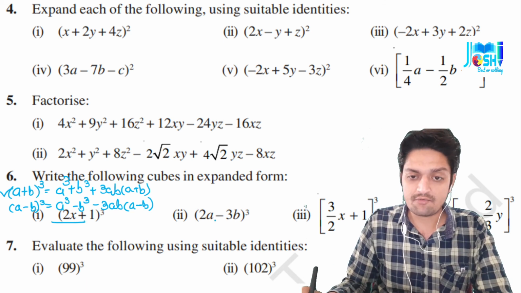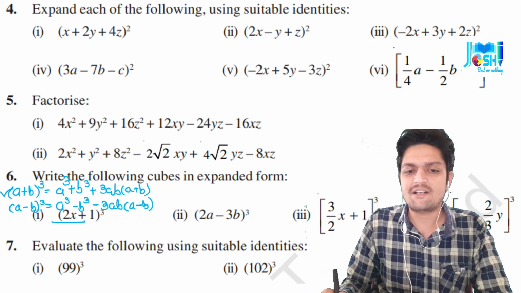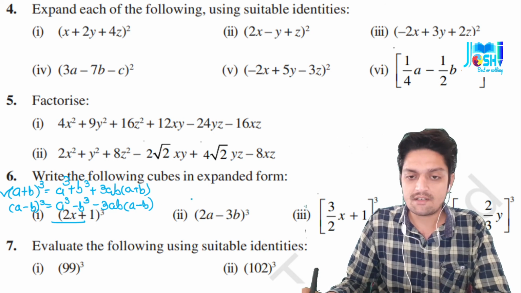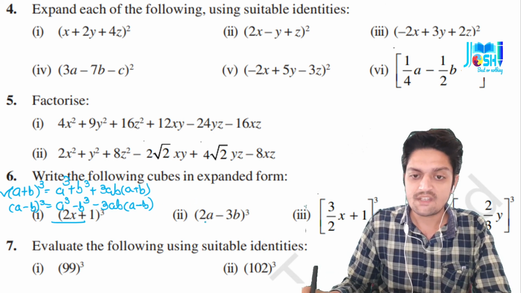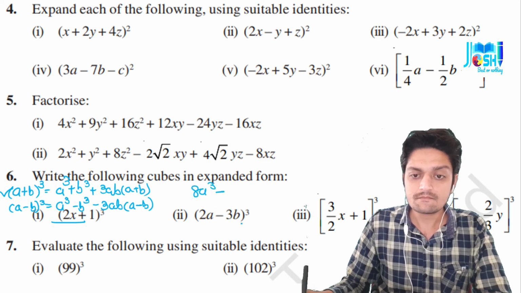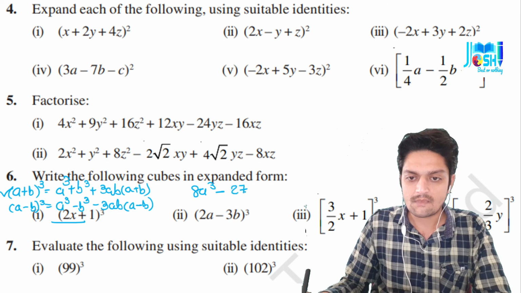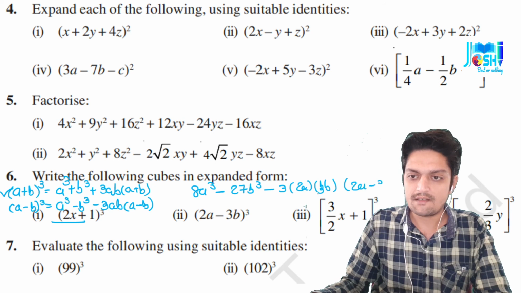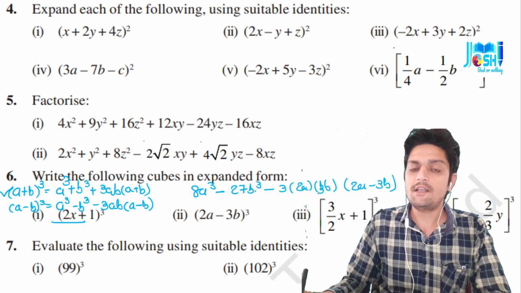Let me solve this second question. Because this is minus, and when it comes to minus, you people face a little bit of difficulty, so let me solve this minus type question here. A cube means 2a cube is 8a cube, minus b cube, so 3 cube is 27 b cube, minus 3ab. So minus 3 into 2a into 3b, into a minus b, so 2a minus 3b. Like that only you have to apply this formula.